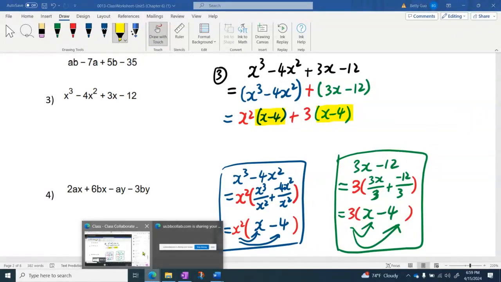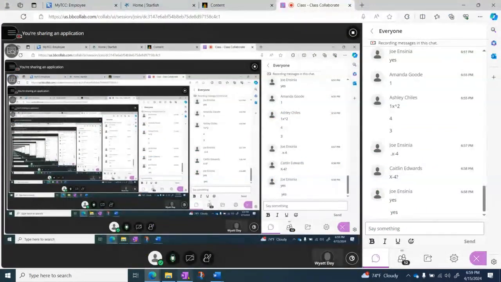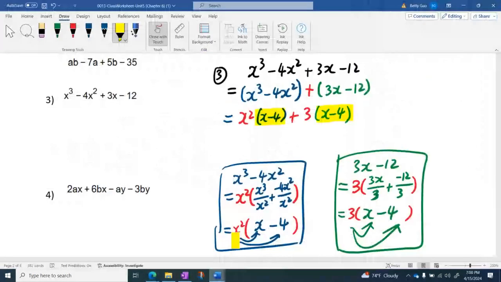They are the same, right? We want them the same. In the blue box, we have x minus 4 in the parentheses. So in the green box, we're supposed to figure out a way to make the leftover in the parentheses the same, x minus 4, whatever you need to factor out.